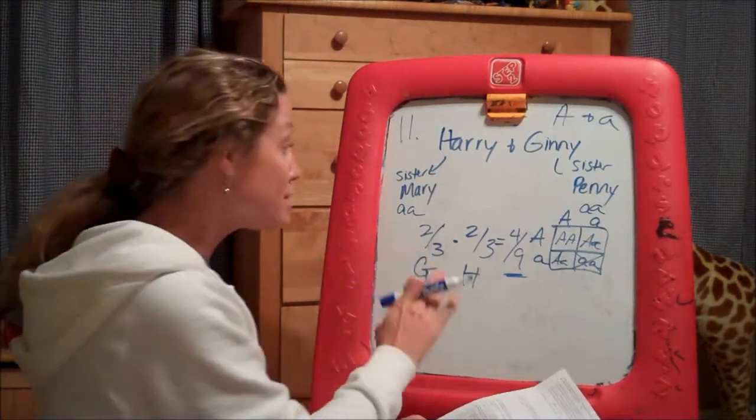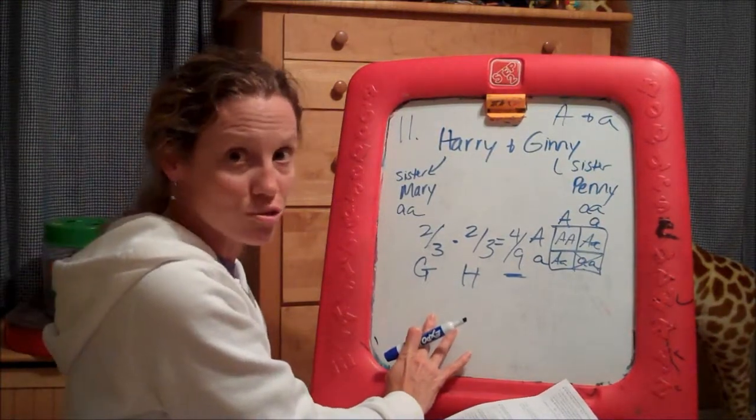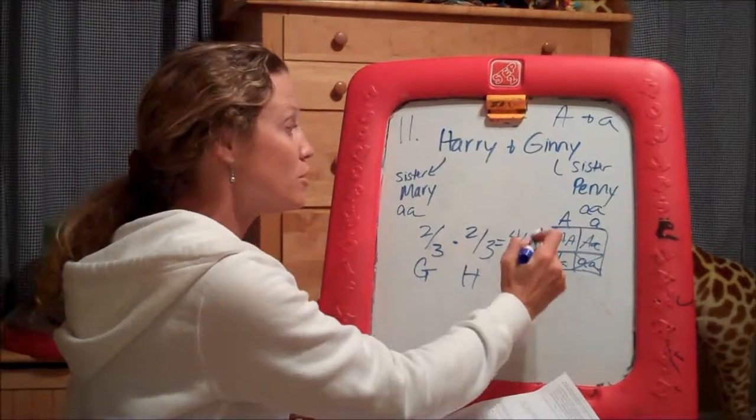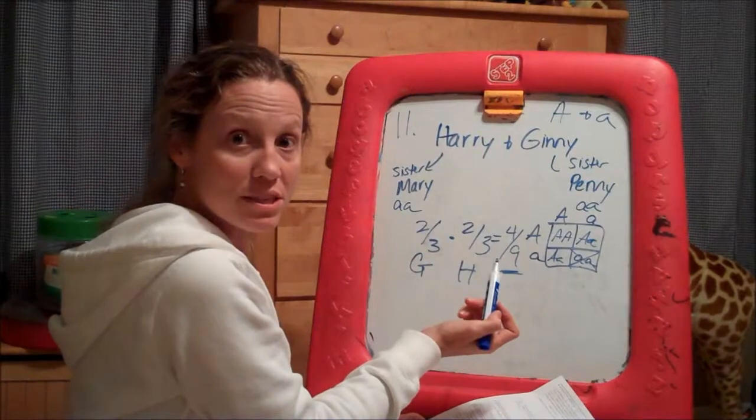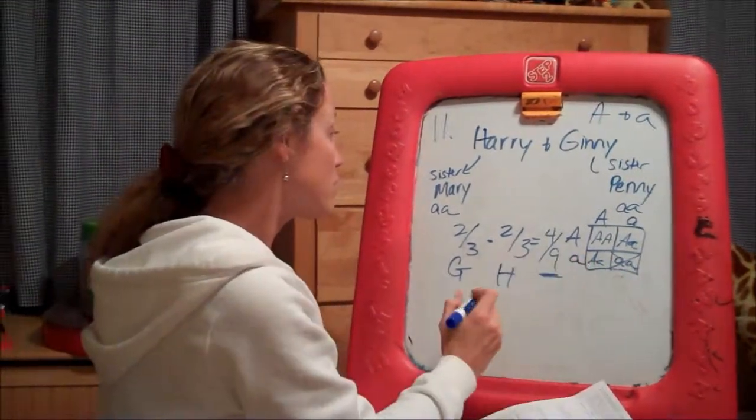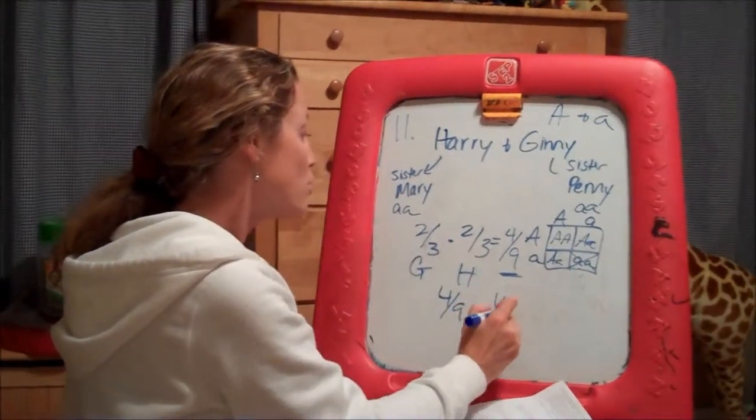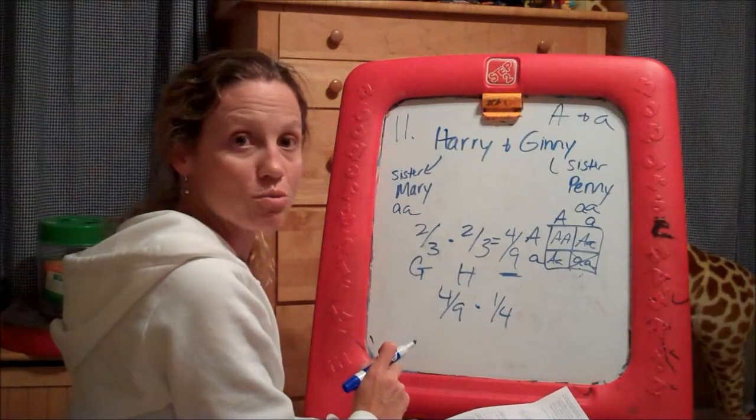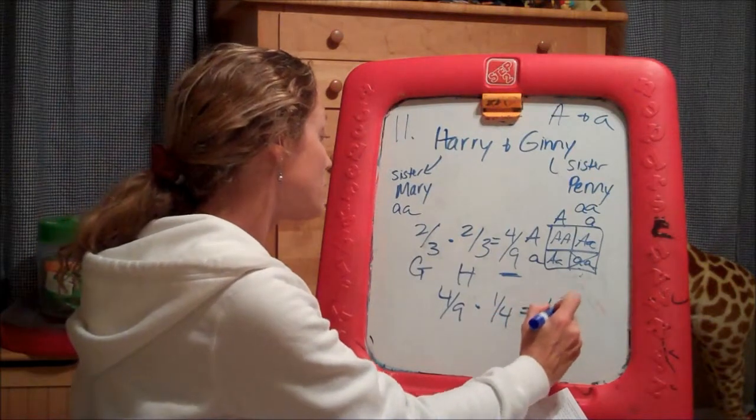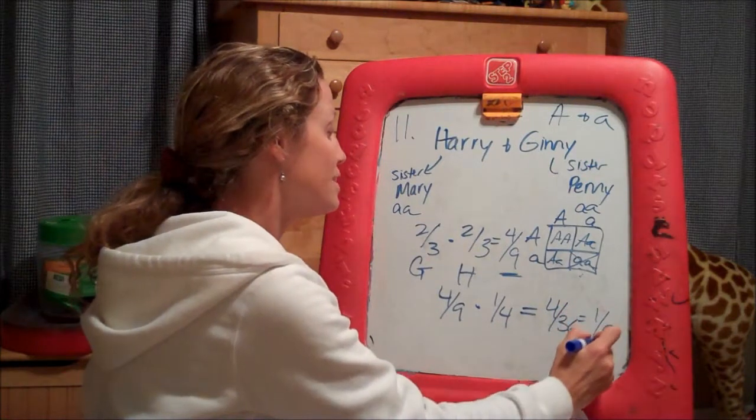Alright? But just having Jenny and Harry as carriers, that doesn't guarantee that their children are going to have this disorder. Because when you cross 2 carriers, which we've done here, what's the chance of getting the recessive condition? 1/4. So we have to take that into account. So we're going to have our 4/9 that they're both carriers times 1/4 chance that 2 carriers will produce the recessive condition. So that's going to give us a probability of 4/36, which simplifies to 1/9.